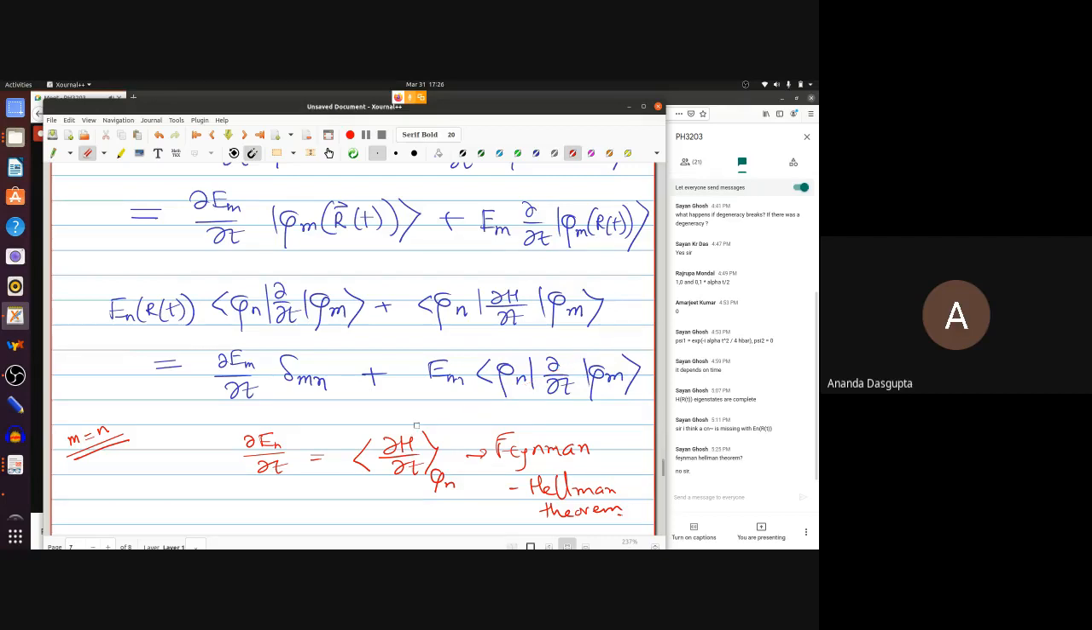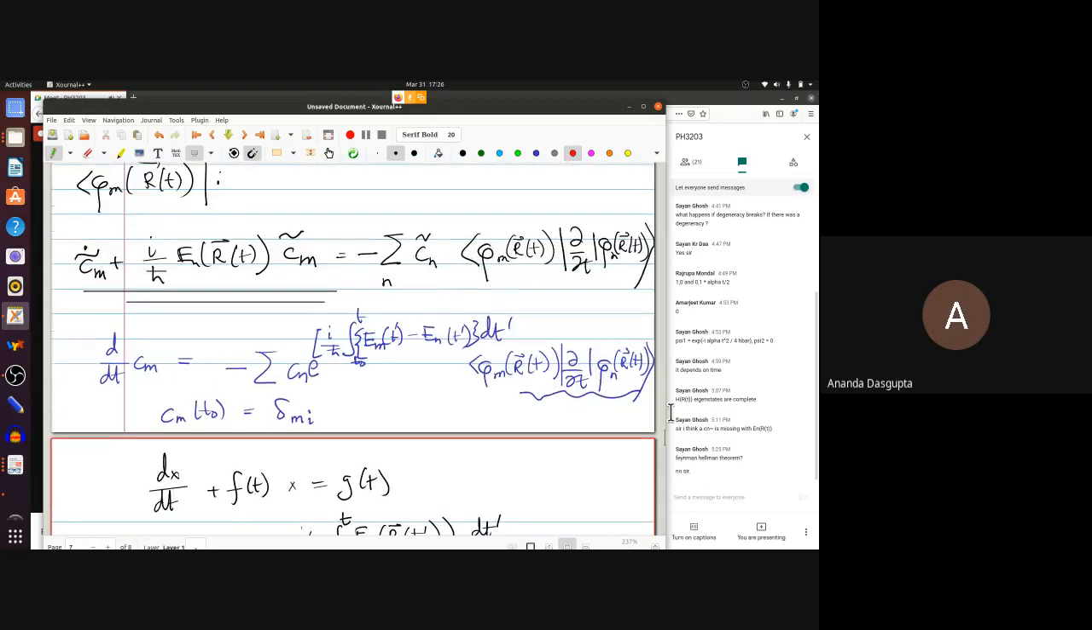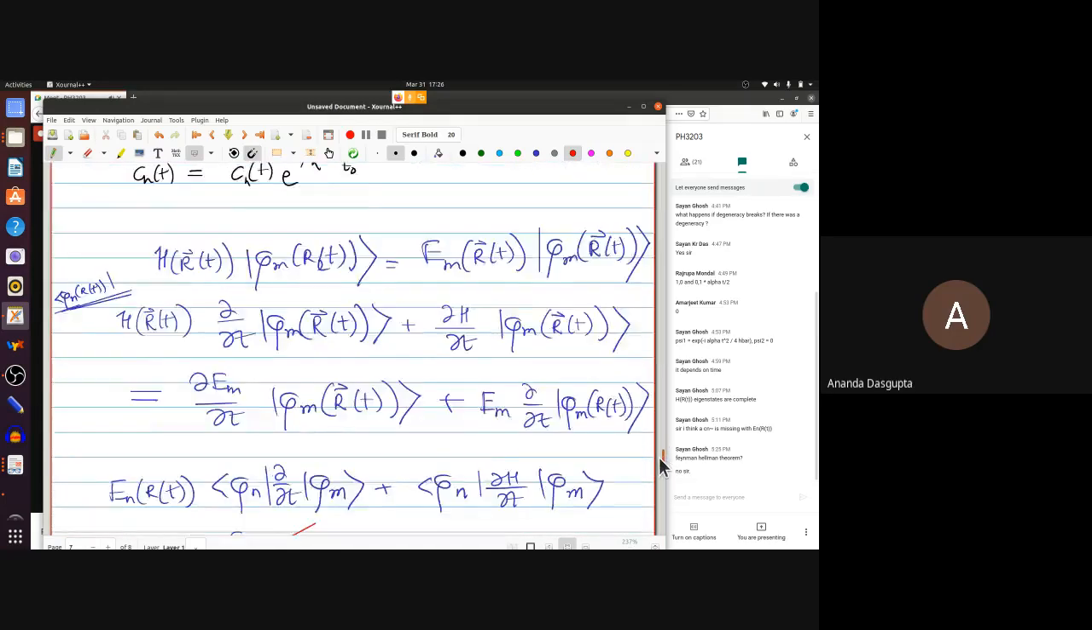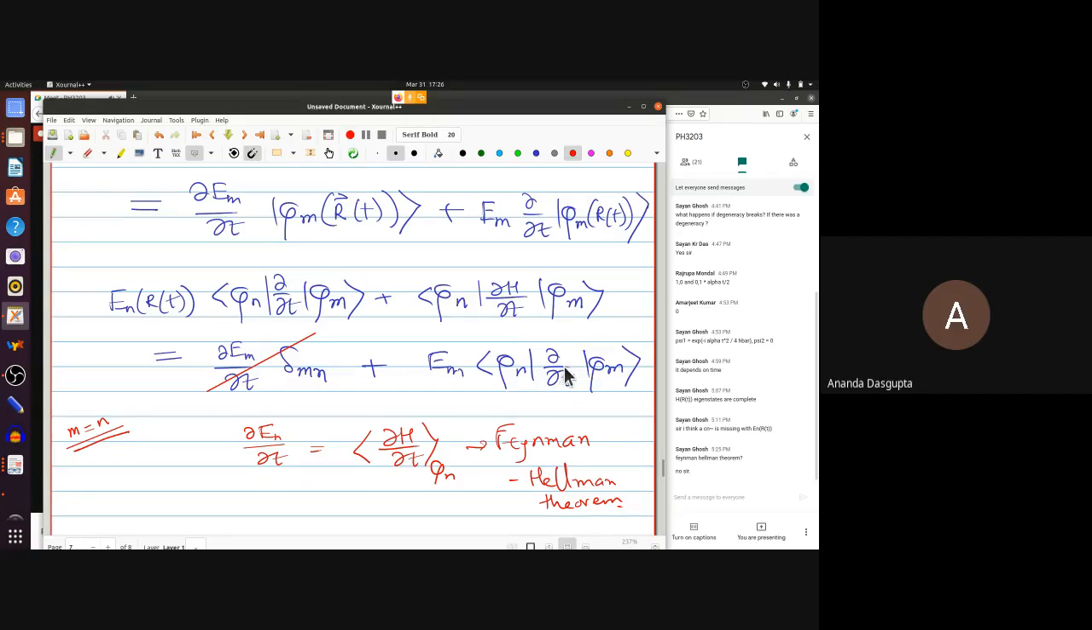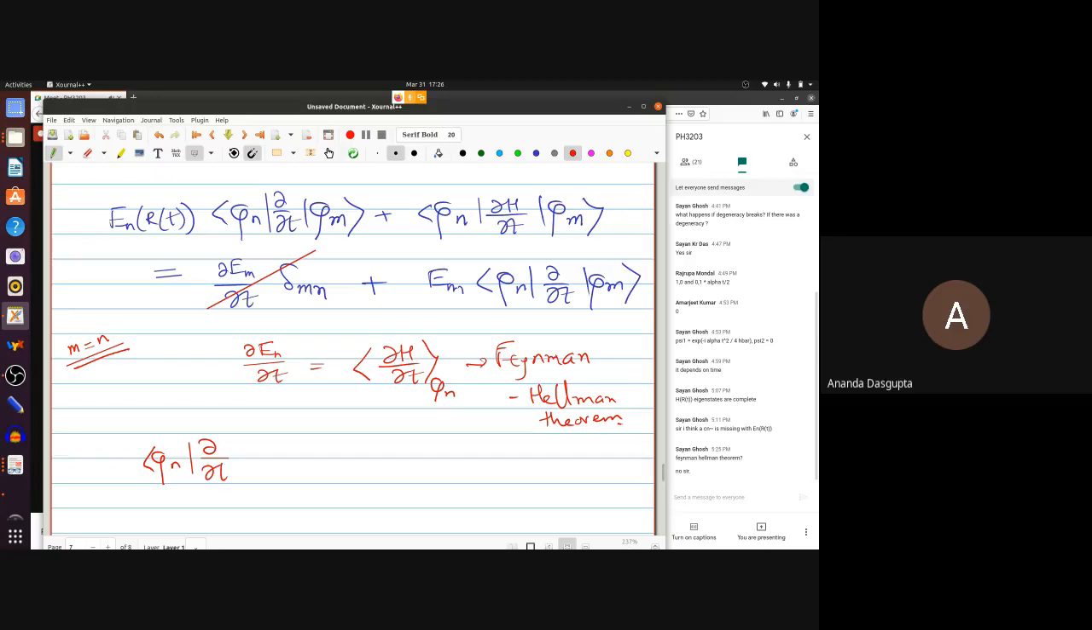Okay. But what happens when m is not equal to n? When m is not equal to n, this term drops out because delta mn gives you 0. And notice phi n del t phi m is exactly the kind of stuff that we have sitting here on the right hand side of our equation. Here you have phi m del t phi n, but fine, interchanging m and n will give you that. So this kind of overlap, phi n del t phi m, is there on both sides. So it's easy to see that ultimately what you get is this. The derivative of phi m's overlap with phi n works out to be nothing but the nm-th matrix element of the operator del H del t. But that's not enough. Then you divide by E_m minus E_n.